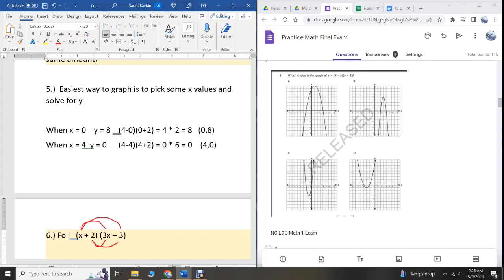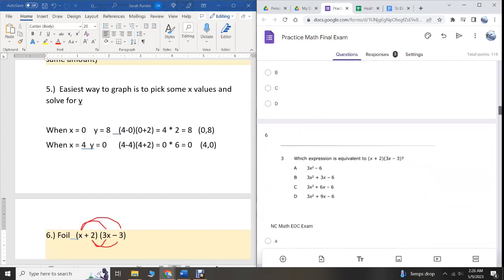Then I noticed, let's check when x is equal to 4. Well, when x is equal to 4, 4 minus 4 is 0. 0 times 6 is 0, so the point (4, 0) must be on my graph. Well, A is the only one that has both (0, 8) and (4, 0). Okay, you seem to do that one pretty well. Number 6 you had a little trouble with.